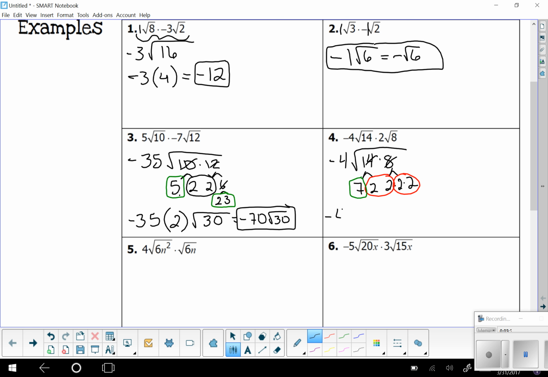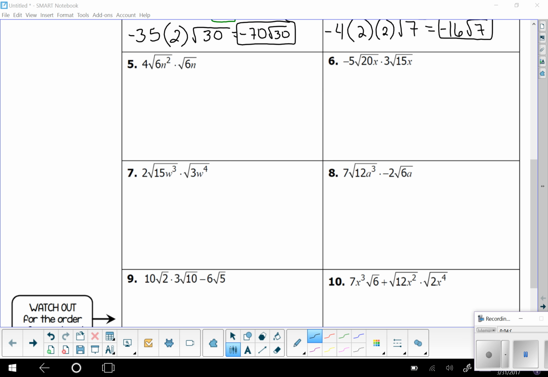So we have -4 times this 2 comes out. This 2 comes out. Square root, the 7 goes back in. Clean it up. -4 times 2 times this is -16 square root 7.